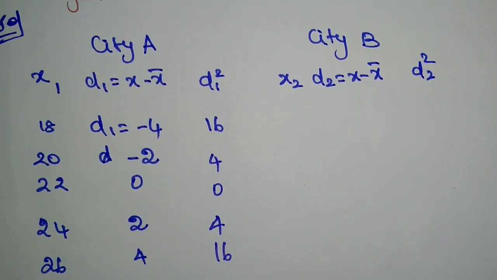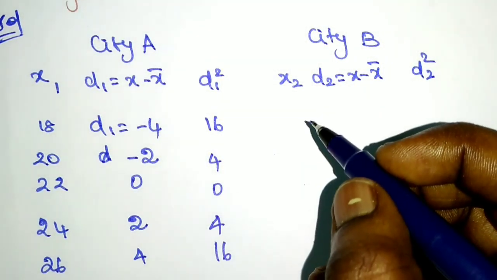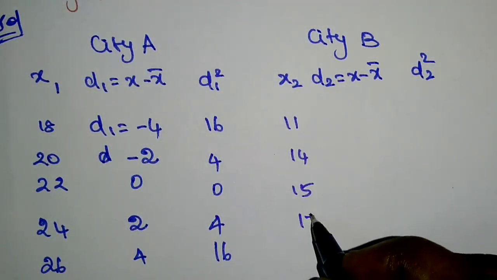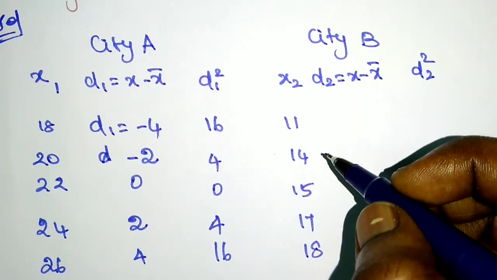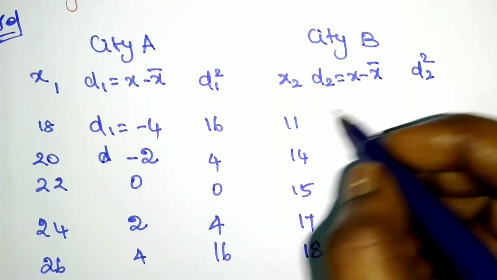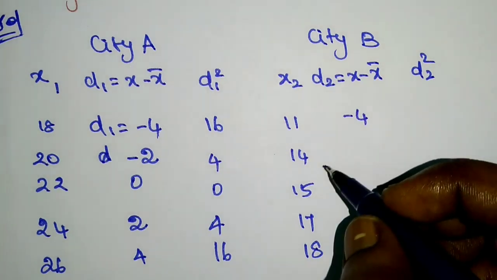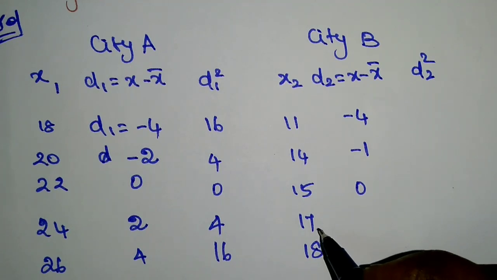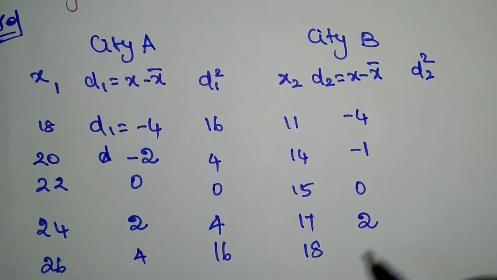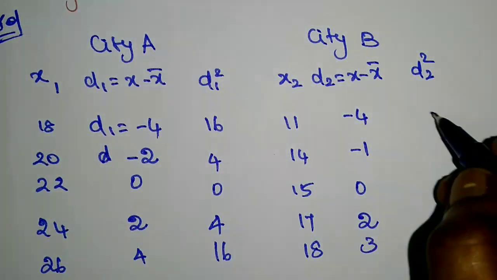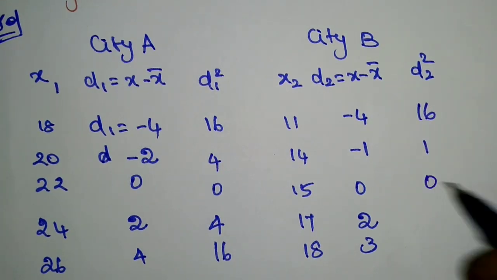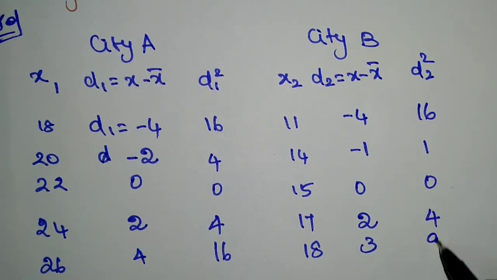Now for city B, we have 11, 14, 15, 17, 18. The middle value is 15. So 11 minus 15 is minus 4, 14 minus 15 is minus 1, 15 minus 15 is 0, 17 minus 15 is 2, 18 minus 15 is 3. Now we square it: minus 4 square is 16, minus 1 square is 1, 0 square is 0, 2 square is 4, 3 square is 9.